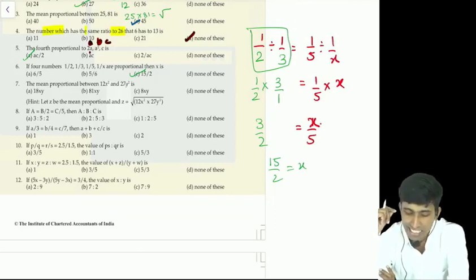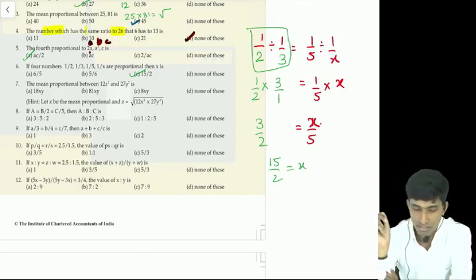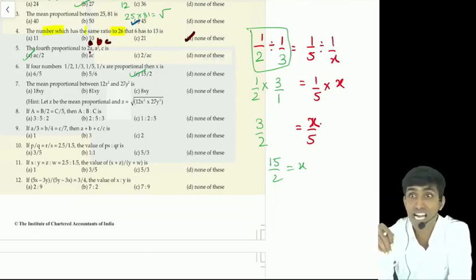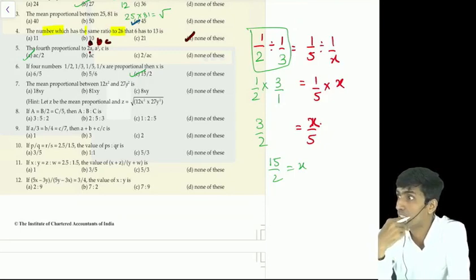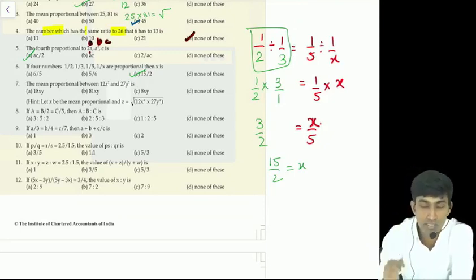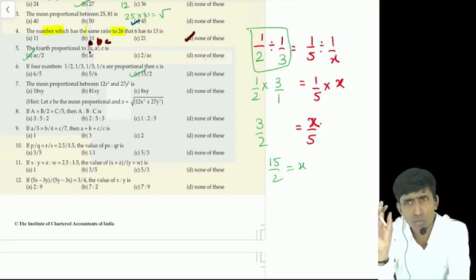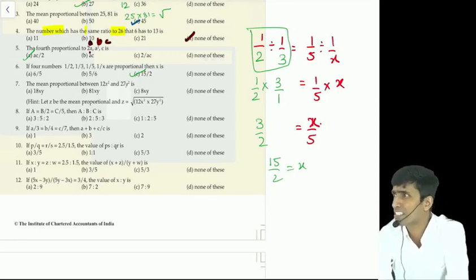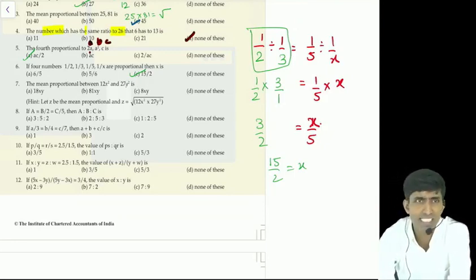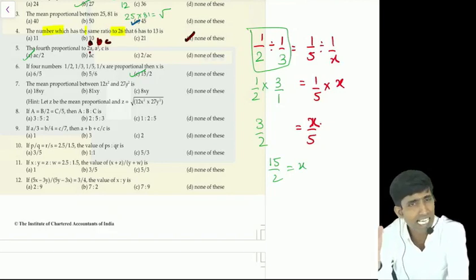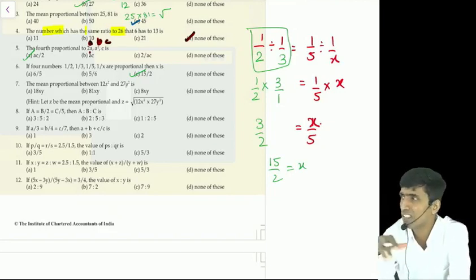Are you understanding? Easy, na? This is one more bonus chapter of what we have in maths. Very easy, ratio and proportion. Certain sums are there where you will have to remember because they are tricky questions. Otherwise everything is easy. If you go through this, the paper is very easy.